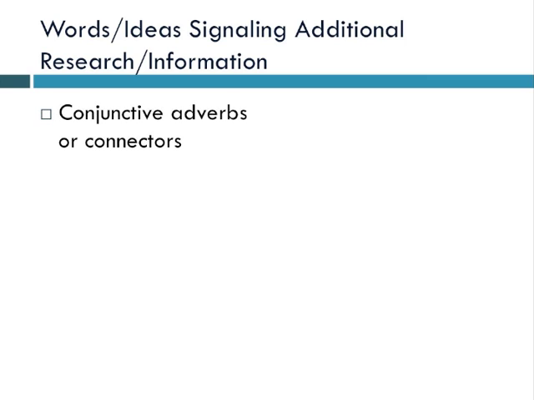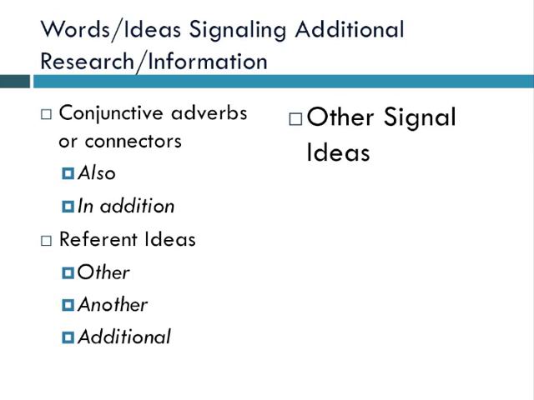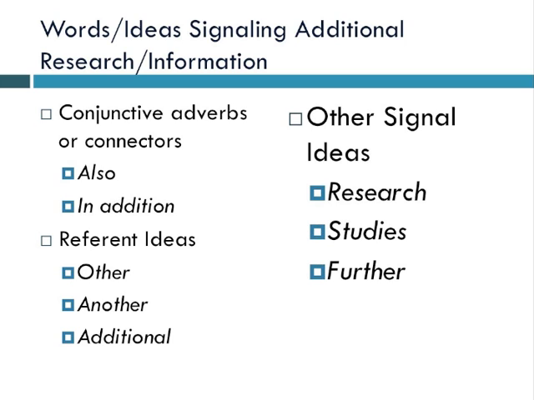Now, in thinking about words of agreement, how do we know if the professor is going to be agreeing? Well, notice some of the ideas that we're going to be highlighting here. Using conjunctive adverbs or connectors, words such as also or in addition. Referent ideas such as other or another or the word additional. Other signal words, such as research or studies. Perhaps using the word further.